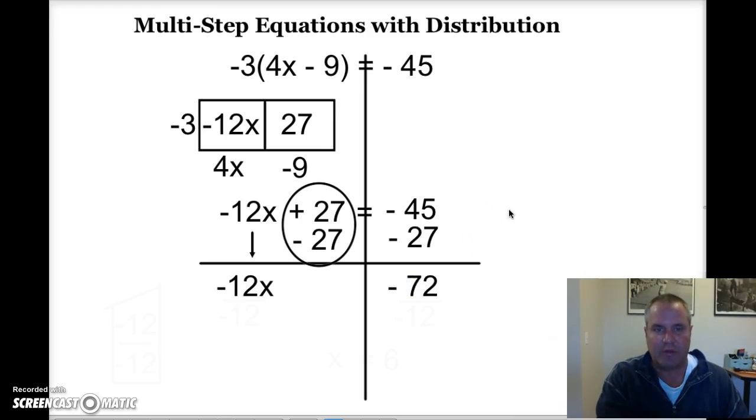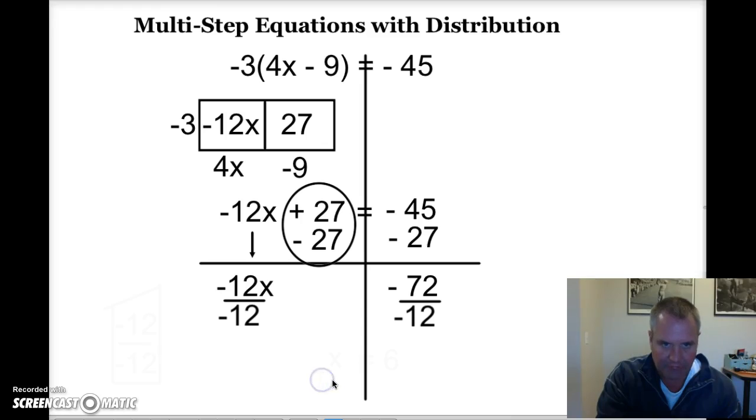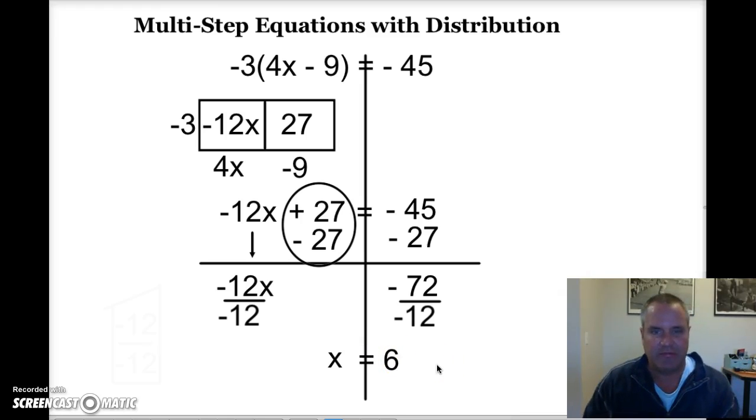The last step for this equation is I want to find what 1x is on the left side. The way I get 1x on the left side is by dividing by negative 12, because negative 12 is the coefficient of x. But if I divide the left side by negative 12, I have to divide the right side by negative 12 also. What I'm left with on the left side is just going to be x, which is right here. And that's going to be equal to positive 6, because negative 72 divided by negative 12 is equal to positive 6.